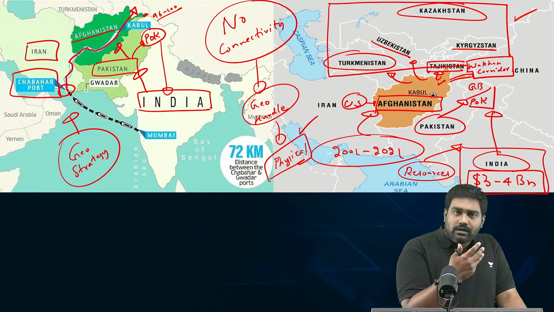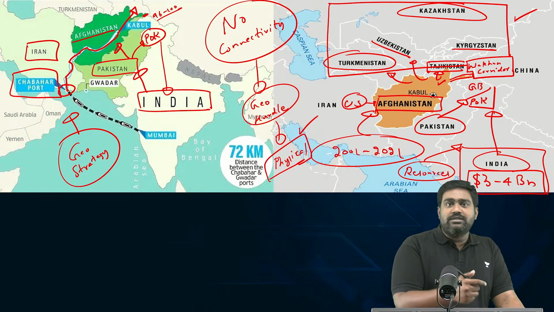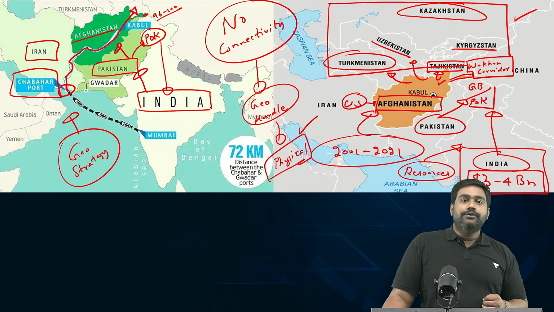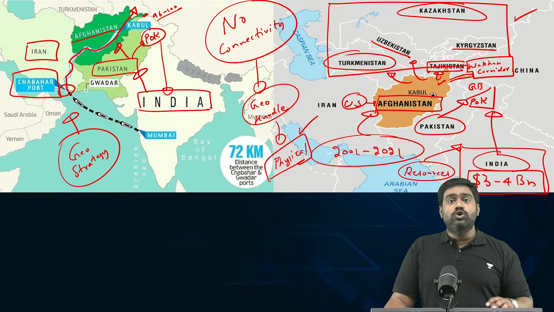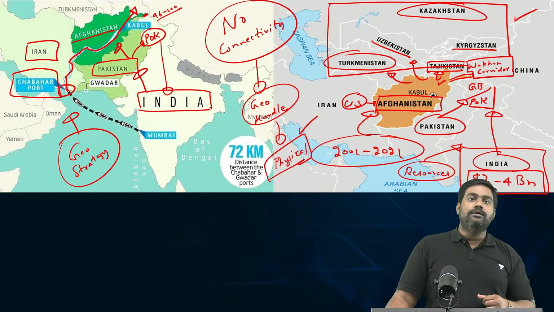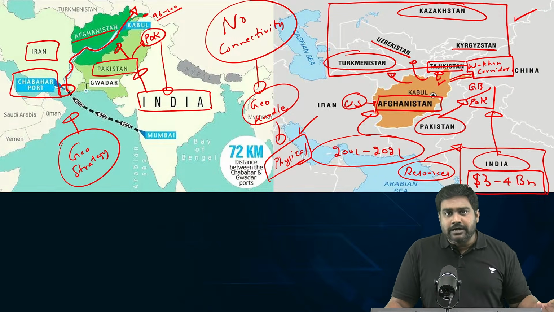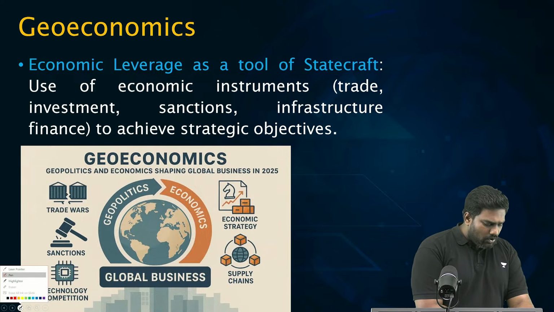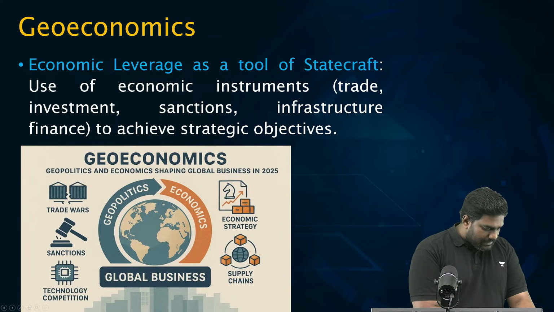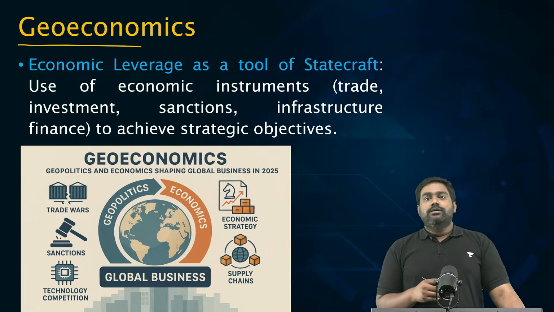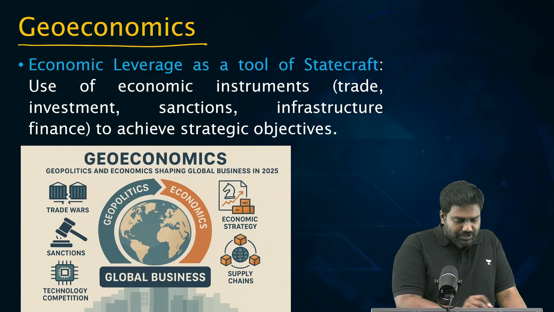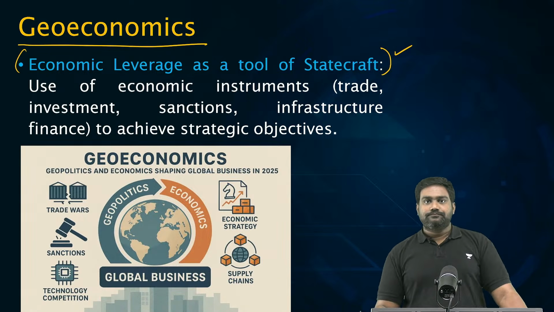basically gave India that opportunity to link with Afghanistan and Central Asia and establish that physical geographical connectivity. So this is what you mean by geostrategy. You overcome your geopolitical hurdles by altering the geography itself. Understood? Is this point clear? Now, what is geoeconomics? Geoeconomics is slightly different. In geoeconomics, you use your economic strength, your economic influence as a leverage for statecraft.